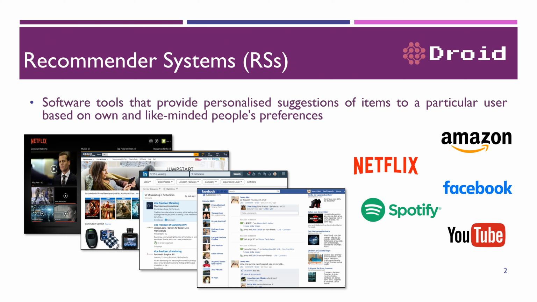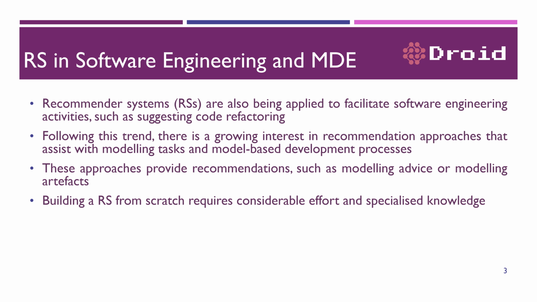Recommender systems are software tools that provide personalized suggestions of items to a particular user based on their own and like-minded people's preferences. Recommender systems are also being applied to facilitate software engineering activities, such as suggesting code refactoring. Following this trend, there is a growing interest in recommendation approaches that assist with modeling tasks and model-based development processes. These approaches provide recommendations, such as modeling advice or modeling artifacts, but building a recommender system from scratch requires considerable effort and specialized knowledge.